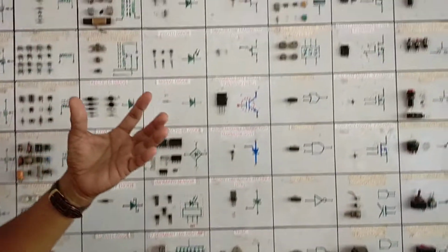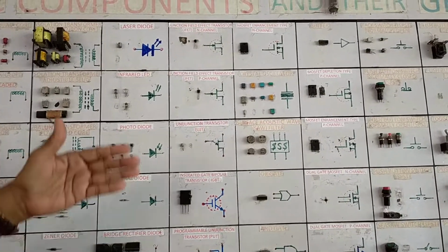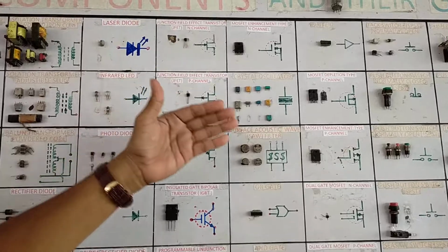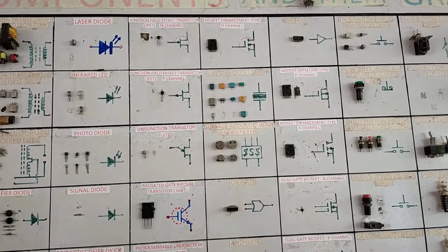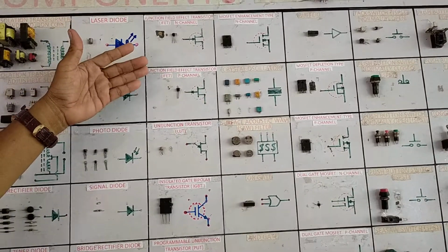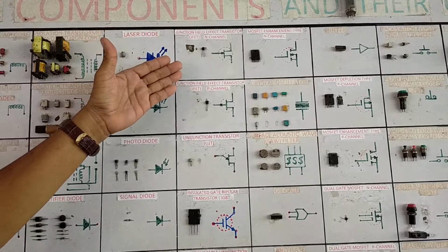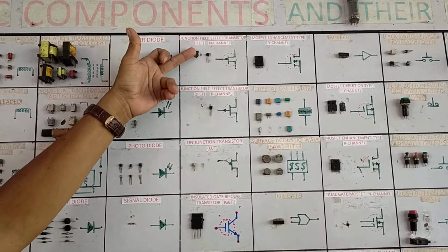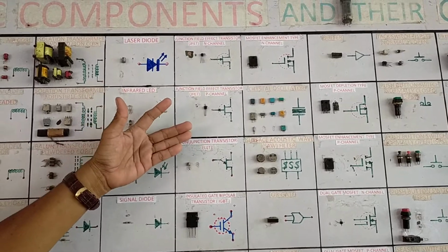Meanwhile, unipolar transistor has two classifications. These are the junction field effect transistor and the metal oxide semiconductor field effect transistor. Junction field effect transistor has two channels. These are the junction field effect transistor N channel and the junction field effect transistor P channel.